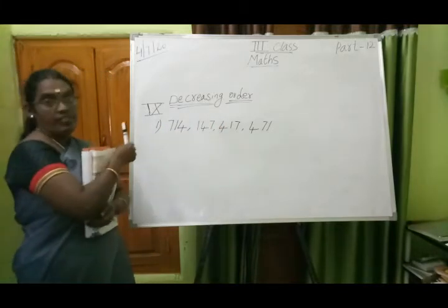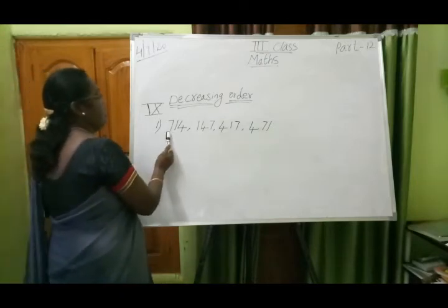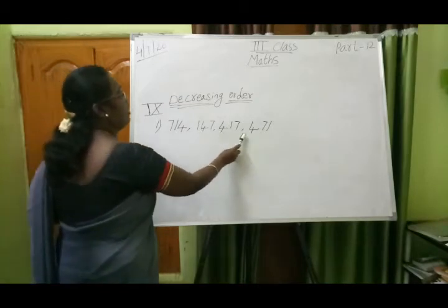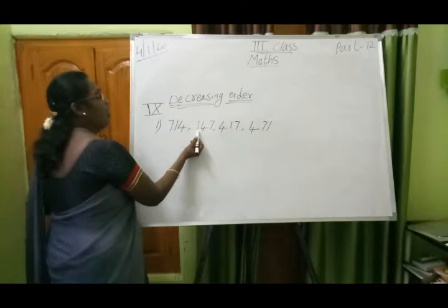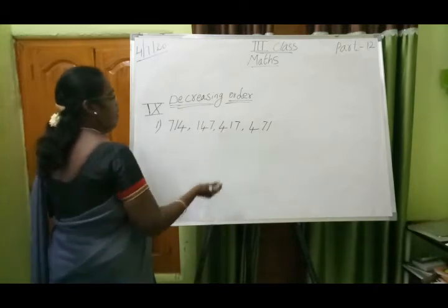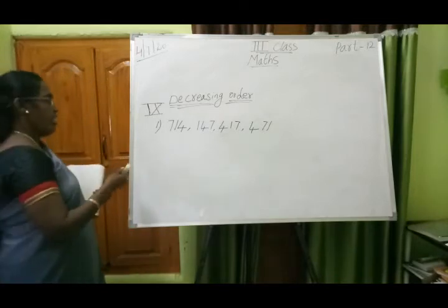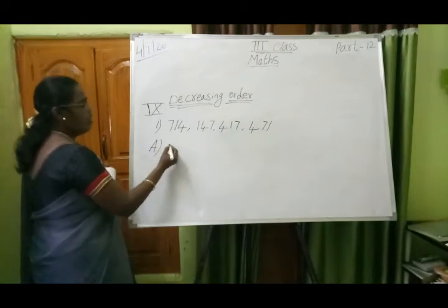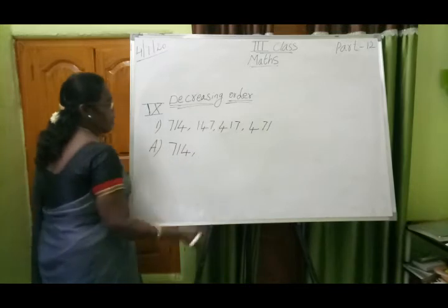See, what do we first have to check? The 100 place, what number is given? Here, see, 700, 100, 400, 400. Which is the biggest number in the 100 place? 700. 714 is the biggest one.